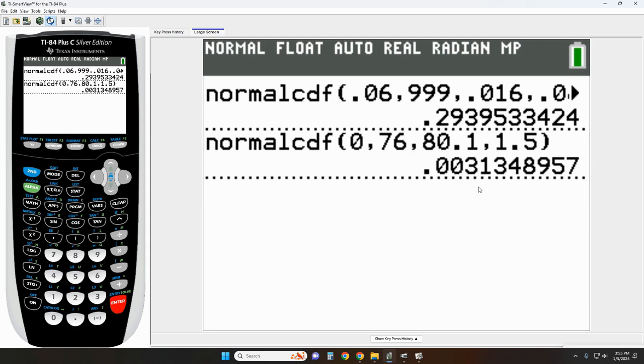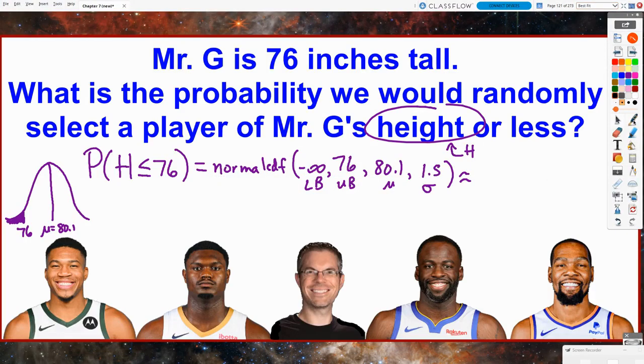So what's the probability you're going to pick someone of Mr. G's height or shorter? It's really going to be not very many power forwards that are smaller than me. So I'm not really going to make it to the NBA, guys, as a power forward. So be thinking of me. Maybe I can find a different career. I don't know, teaching math or something. So 0.3%. Not a great chance.